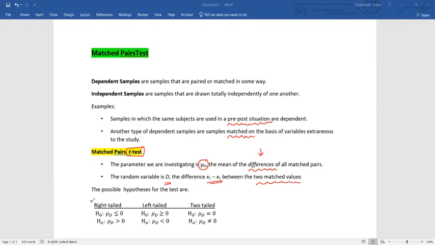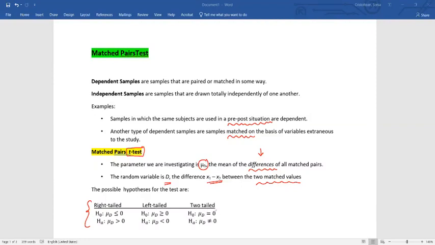So here we have all possible notations for a right-tailed test, a left-tailed test, and a two-tailed test. A right-tailed test will be mu d less than or equal to 0 for h sub 0, and for h sub a, mu d is greater than 0. A left-tailed test, mu d greater than or equal to 0 for h sub 0, and h sub a is mu d less than 0, while a two-tailed test is mu d equals 0 for h sub 0, and h sub a is mu d not equal to 0.